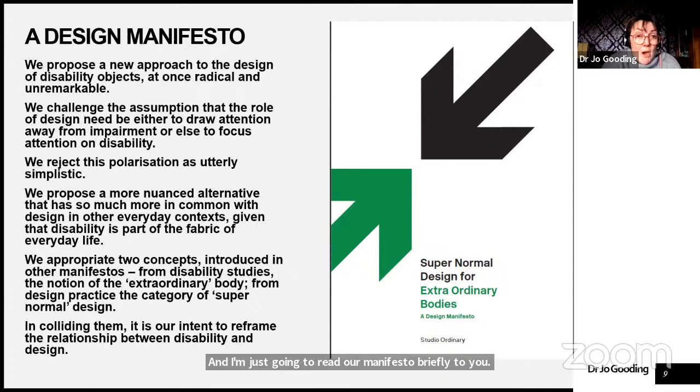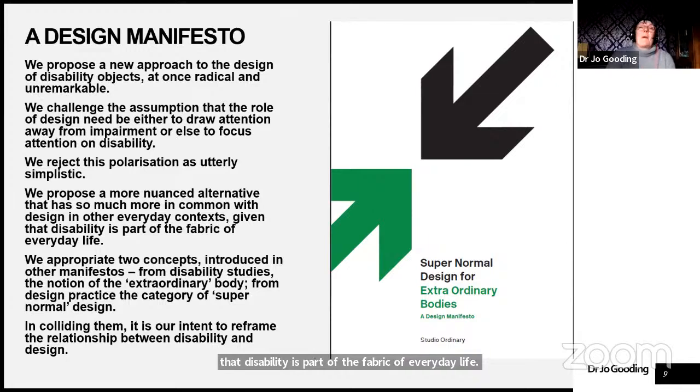We propose a new approach to the design of disability objects, at once radical and unremarkable. We challenge the assumption that the role of design needs to be either to draw attention away from impairment or else to focus attention on disability. We reject this polarization as simplistic. We propose a more nuanced alternative that has so much more in common with design in other everyday contexts, given that disability is part of the fabric of everyday life.